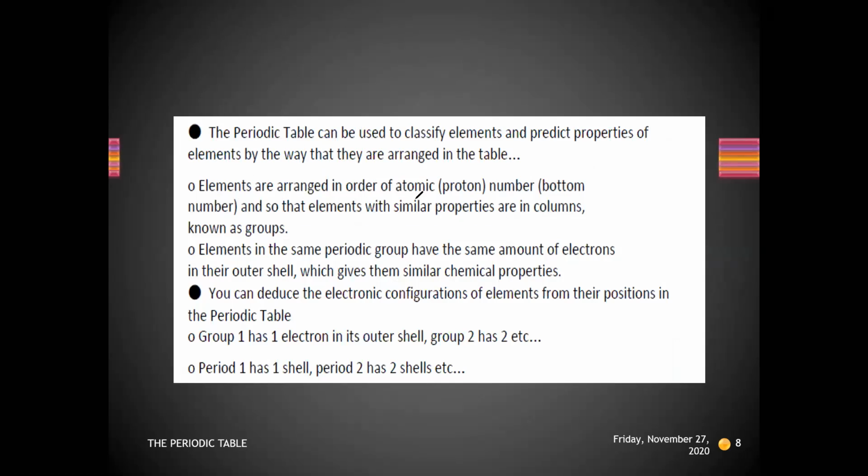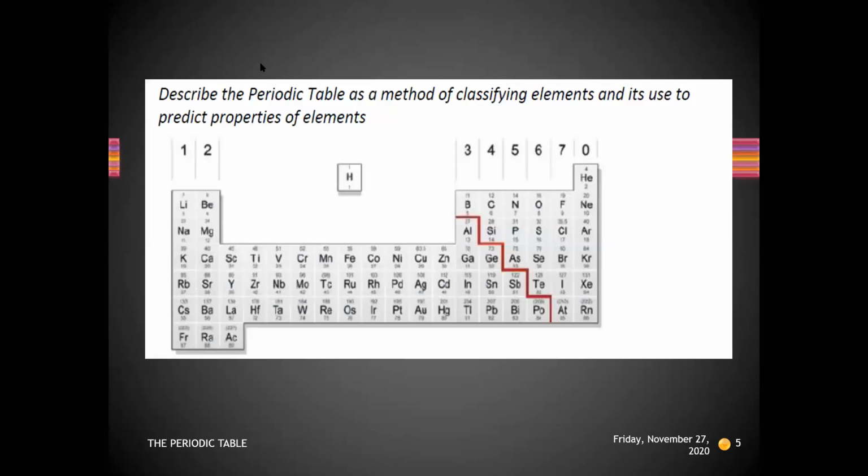Elements are arranged in order of atomic number, or proton number, and elements in the same periodic group have the same number of electrons in the outermost shell. For example, in group 1, lithium will have 1 electron in the outermost shell, sodium will have 1 electron, potassium will also have 1 electron, rubidium 1, cesium 1, francium also 1.